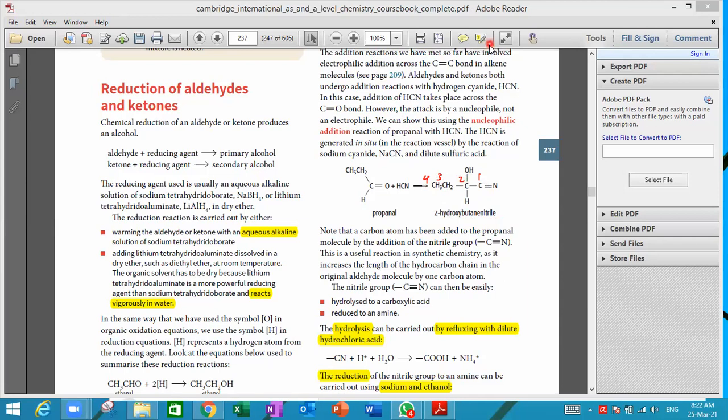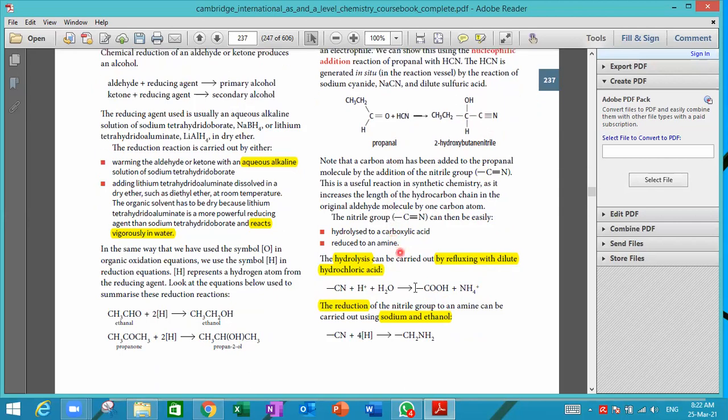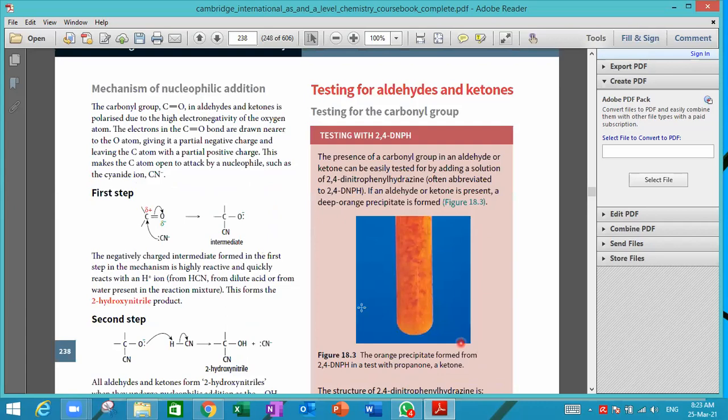And as I just mentioned, we can hydrolyze this group using dilute hydrochloric acid and reflux to change it to a carboxylic group and ammonium ion, or else we reduce it using sodium and ethanol to form the CH2NH2. You see here, upon reduction, we added 2 hydrogens to the carbon, and 2 hydrogens to the nitrogen. That's why we write here 4 and then between brackets H, because we added 4 hydrogen atoms. As I told you, because sometimes they ask you to complete the equations.